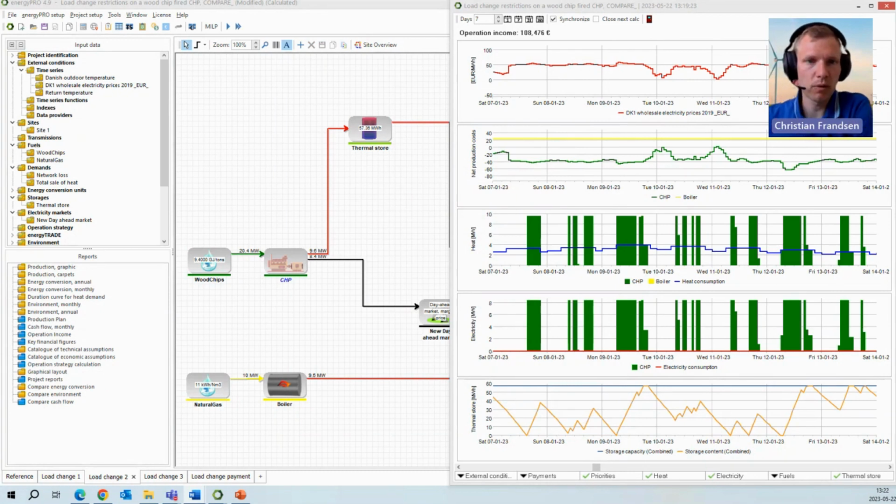So I think that was more or less what I would like to say about the different options here regarding load restrictions.